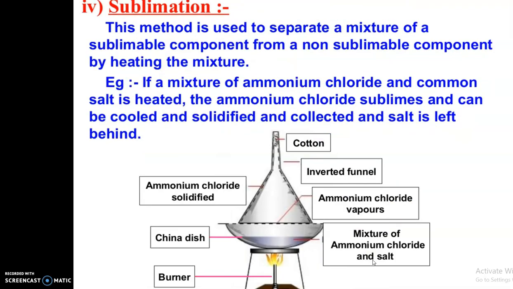The next method is sublimation. It is used to separate a mixture of a sublimable component from a non-sublimable component by heating the mixture. For example, a mixture of ammonium chloride and common salt is heated. Ammonium chloride sublimes and can be cooled and solidified.